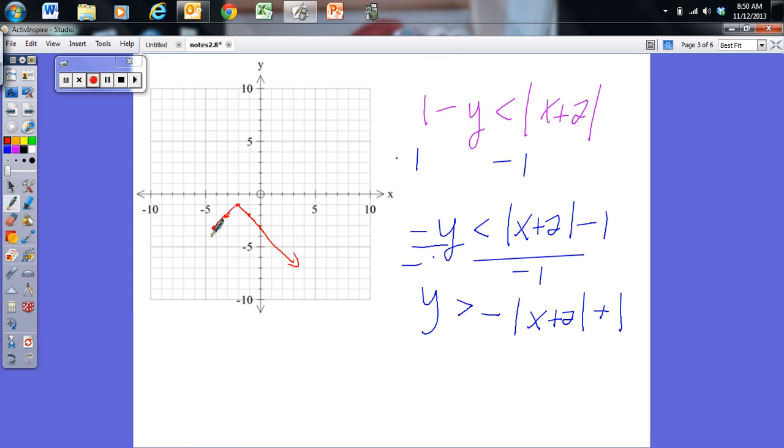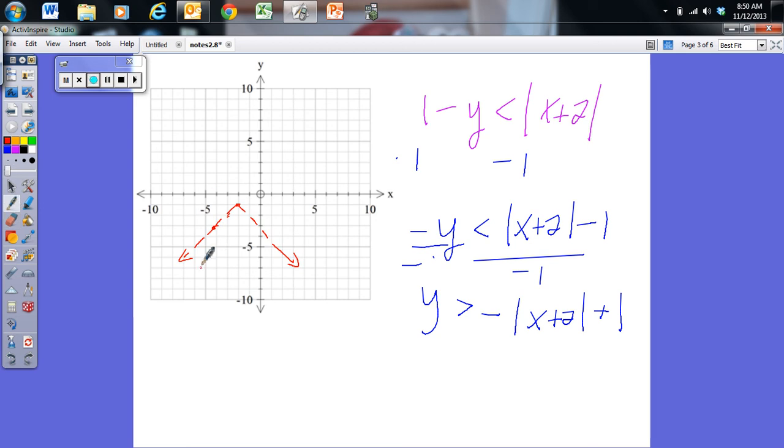And again, because there's no equal sign, this should be a dotted absolute value line. So sometimes in order to make it dotted, if you forget, you just go back and take little pieces out of it with an eraser like this. Now it's dotted.